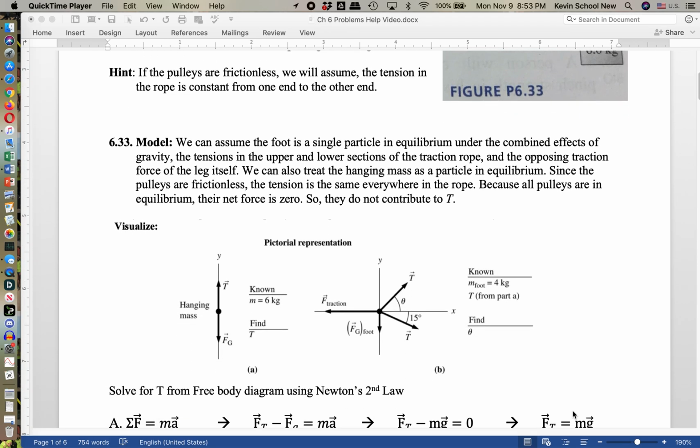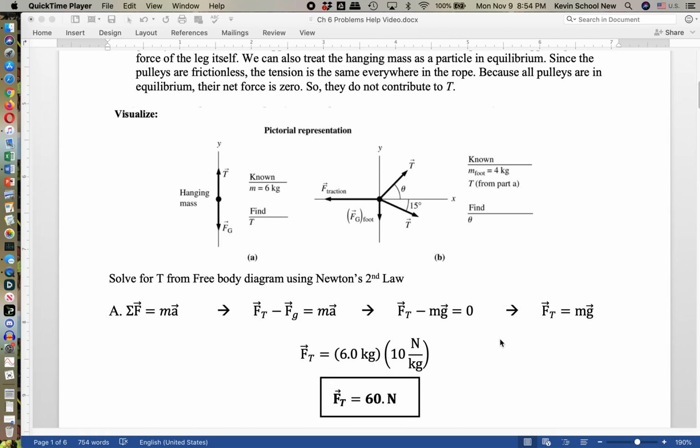If you make a force diagram, the version the book had is the tension force for the hanging mass was upwards, and the force of gravity downwards, as shown in the free body diagram. Then on the foot you've got a tension force diagonal up to the right and a tension force down to the right. You've got a gravitational force downwards on the foot. Notice it is smaller than the gravitational force on the hanging mass because the foot's 4 kilograms and the hanging mass is 6 kilograms, so the force of gravity on those two should be different. And then a traction force, since it's in equilibrium, everything should add up to a 0 net force.